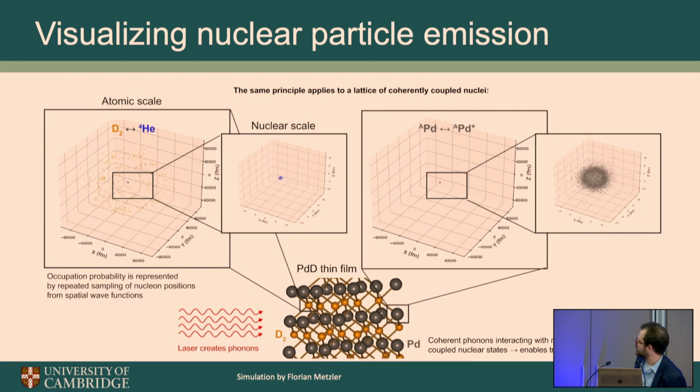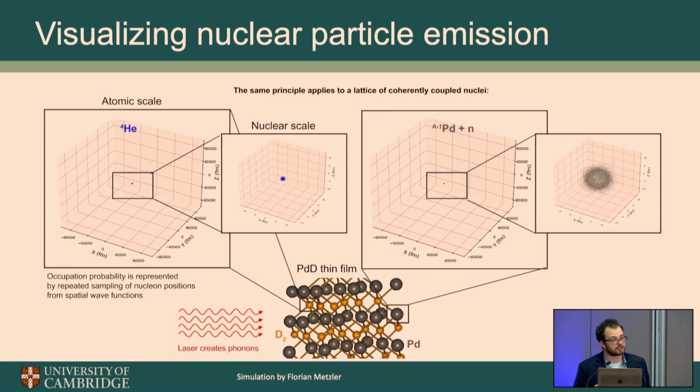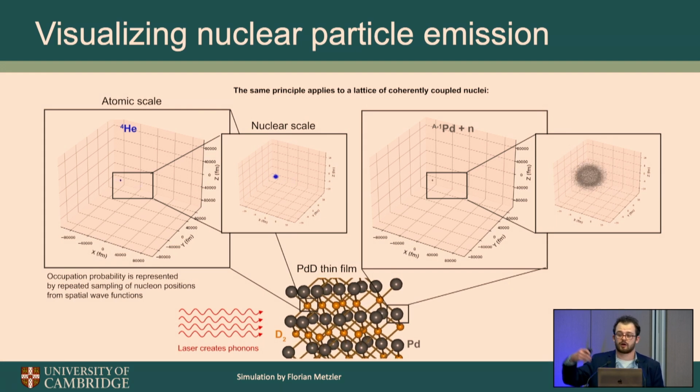But this is excitation transfer back and forth. What happens if you're playing this game of musical chairs, and it stops? Maybe you lose that relativistic phonon-nuclear coupling. You can basically get a disintegration of the lattice nuclei by emission of protons or neutrons or alpha particles, depending on the energy and the ionization energy for that particular isotope.